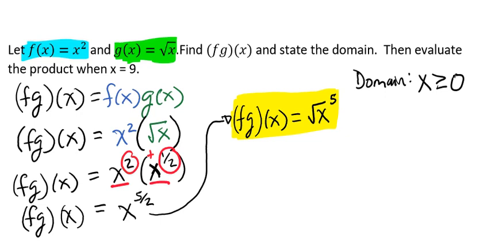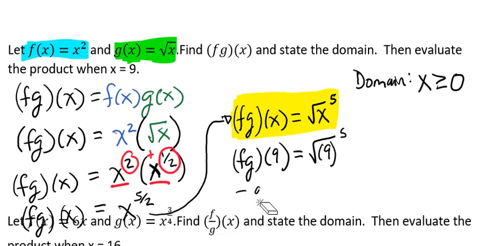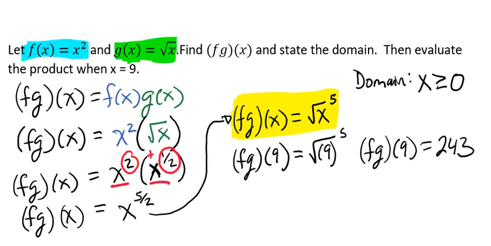And now we need to evaluate. So our f times g of 9, we're going to plug that in. So we'll plug our 9 in to the 5th power, and that's going to give us that our f of g of 9 equals 243. And so here we have our domain and our evaluation.